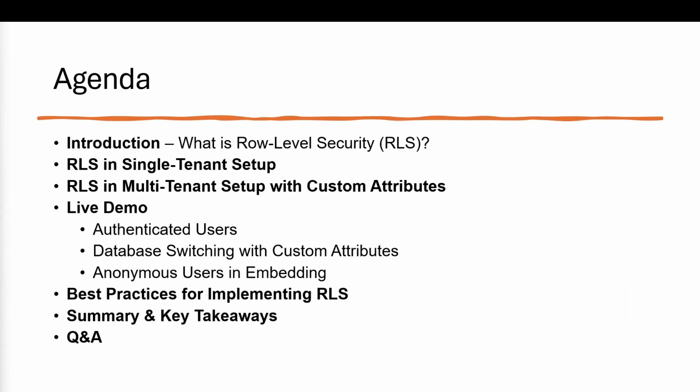We will start with a quick introduction to row-level security, followed by how it works in both single tenant and multi-tenant environments. After that, I will walk you through a live demo showcasing row-level security features for authenticated users, how we switch databases based on custom attributes, and how anonymous user access works during embedding. Then we'll see some best practices to follow when implementing row-level security solutions, do a quick recap, and finally we'll open the floor for questions.